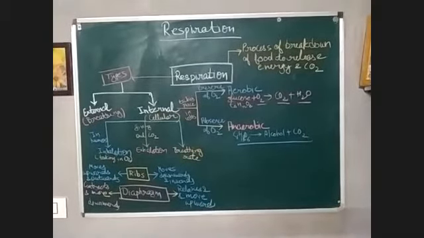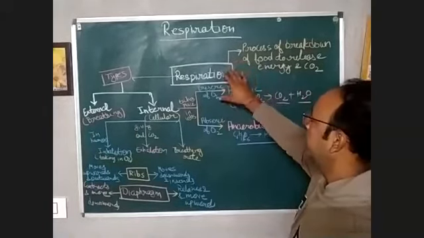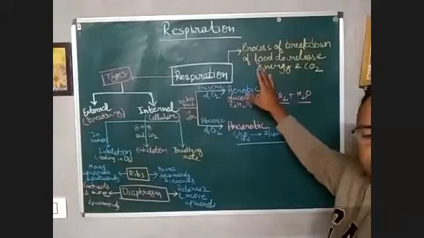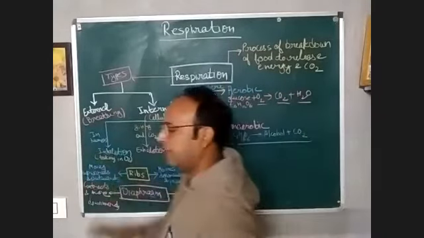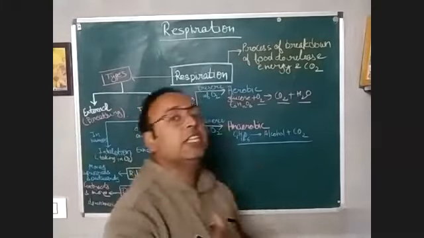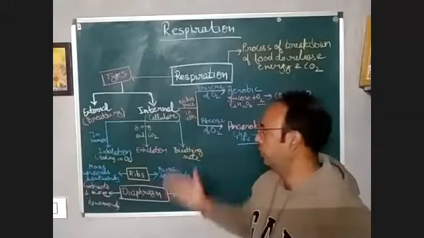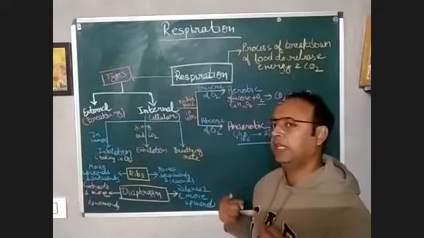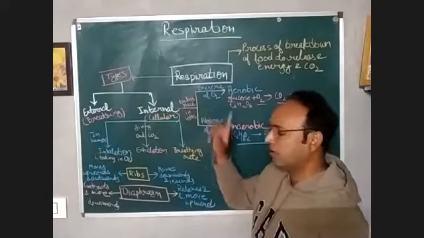So respiration, I'm just repeating it so that it will be easy to remind you. The definition first: the process of breakdown of food to release energy and carbon dioxide. Then we discussed the types of respiration. There are two types, one is external and one is internal. External is breathing, which is a part of respiration. Internal is cellular. So breathing takes place externally. Internal means cellular respiration, and cellular respiration is of two types.